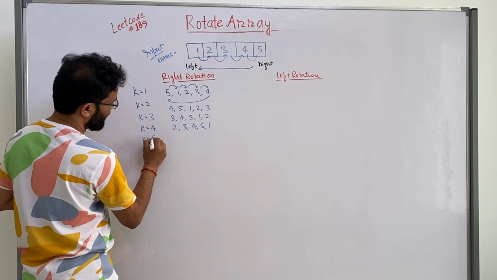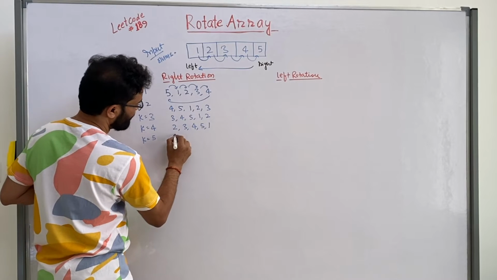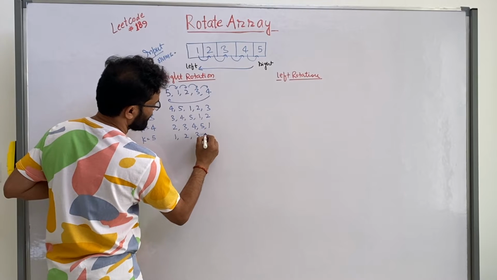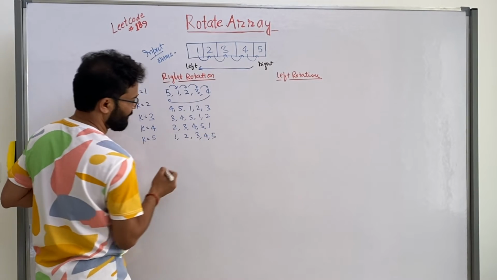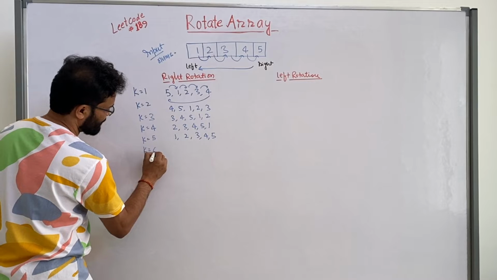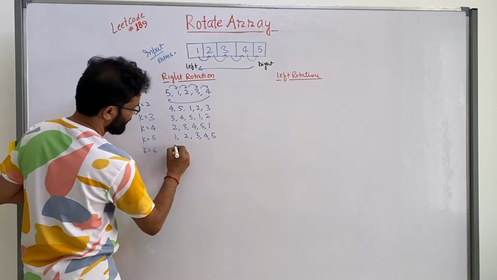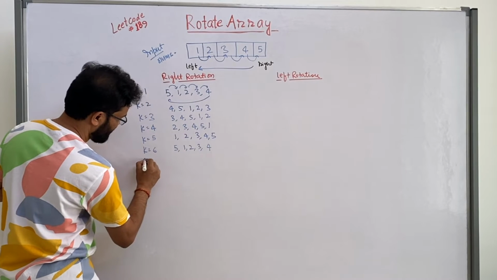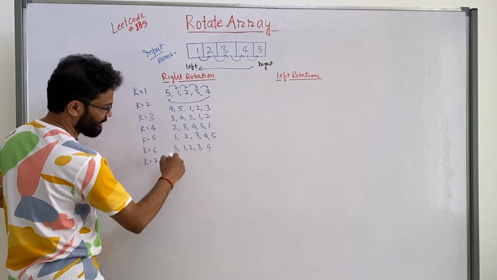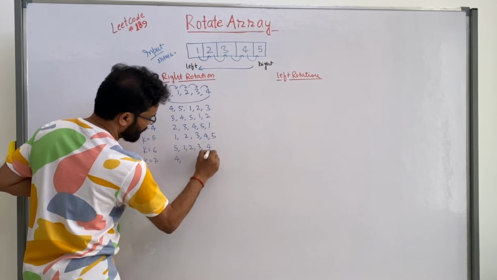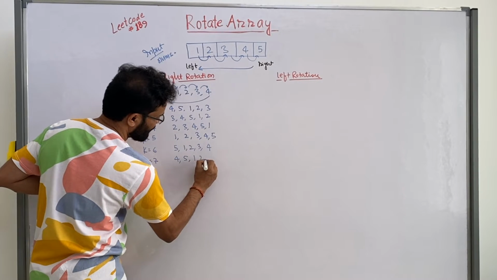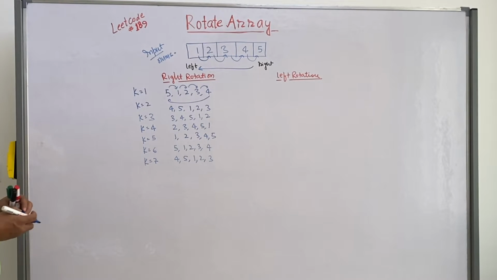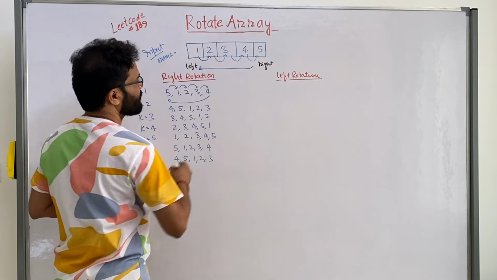If k is equal to 5 times, this 1 will come here, this 2 will move, 3, 4 and 5, right? If you say k is equal to 6 times, again this 5 will come here, so 5, 1, 2, 3, 4. If k is equal to 7 times, again this 4 will come here, this 5 will go here, 5, 1, 2, 3. This is the way it works. When we finish discussing this part, I will move to the left side direction.